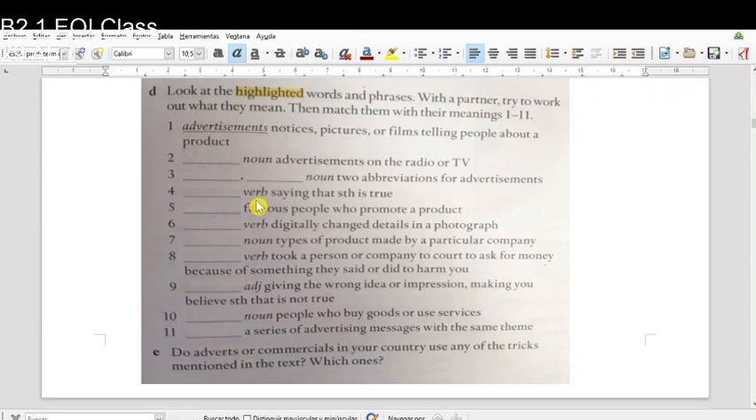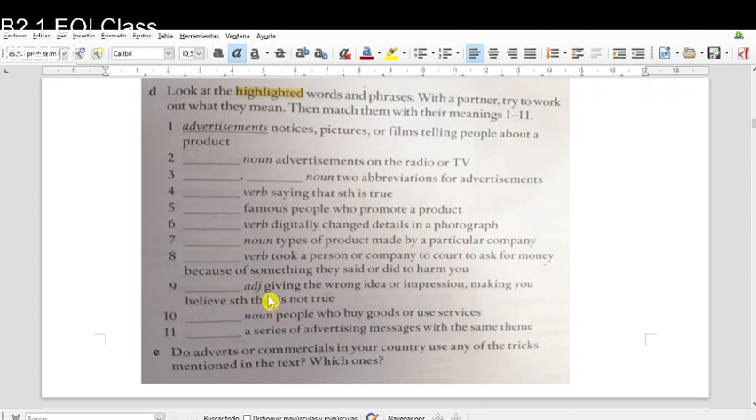Number 4, you have to find a verb saying that something is true. Number 5, famous people who promote a product. How are they called? Number 6, it's a verb. Digitally change details in a photograph. Number 7, a noun. Types of products made by a particular company. Number 8, we need a verb too. A verb. Took a person or company to court to ask for money because of something they said or did to harm you.